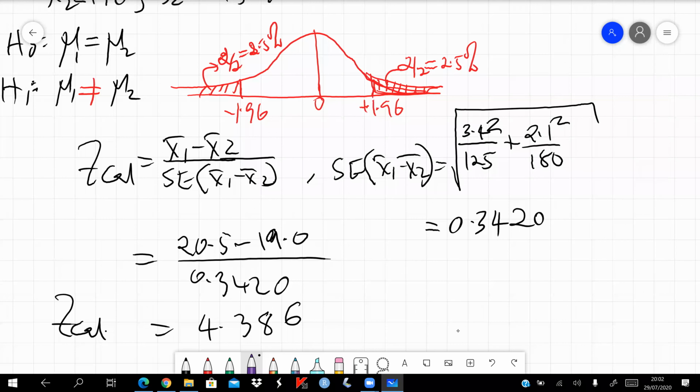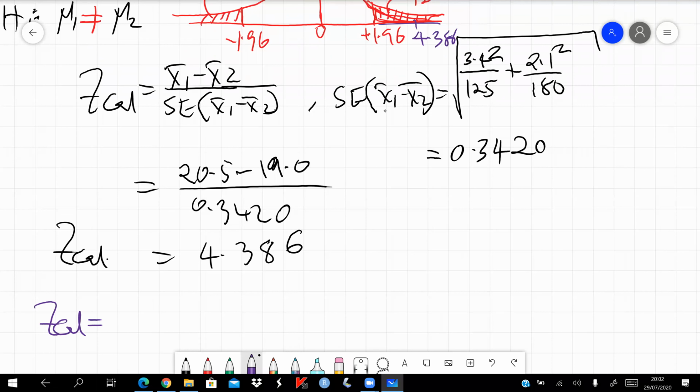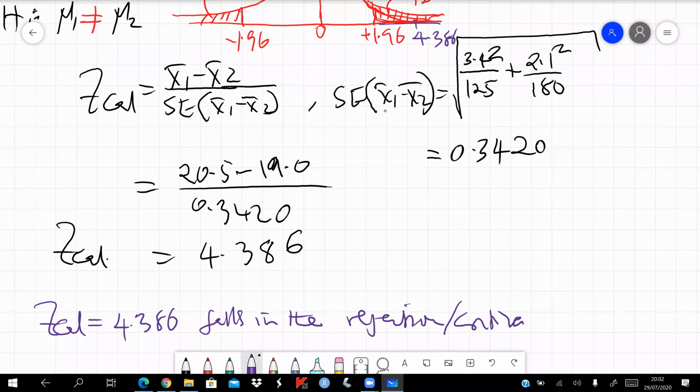The next thing is to say whether this value is in the acceptance region or in the rejection region. The rejection region. Yes. So we can just come here and mark it. It is somewhere here, not drawn to scale. So we observe that Z calc, which is 4.386, falls in the rejection region, the critical region.